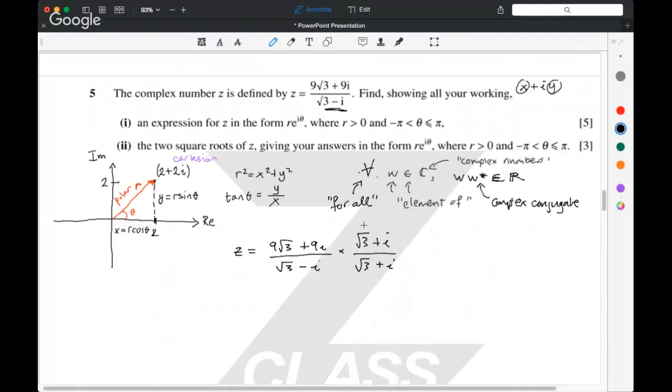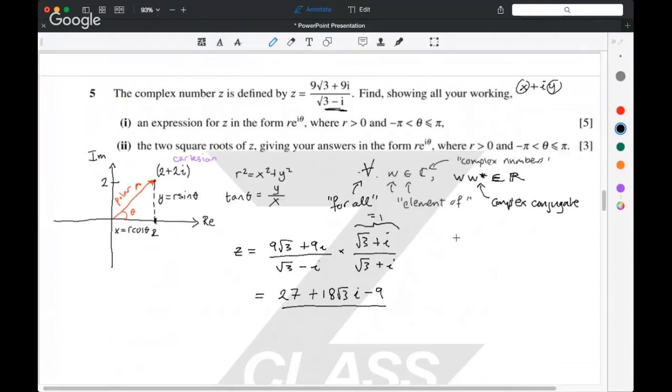So this whole thing is just equal to 1, right? So I haven't actually changed z. I'm still allowed to do this. So what do I get? Well, on the top, I get 9 times, so 27. You can do this pretty easily yourself. 18 square root 3i minus 9, all over.